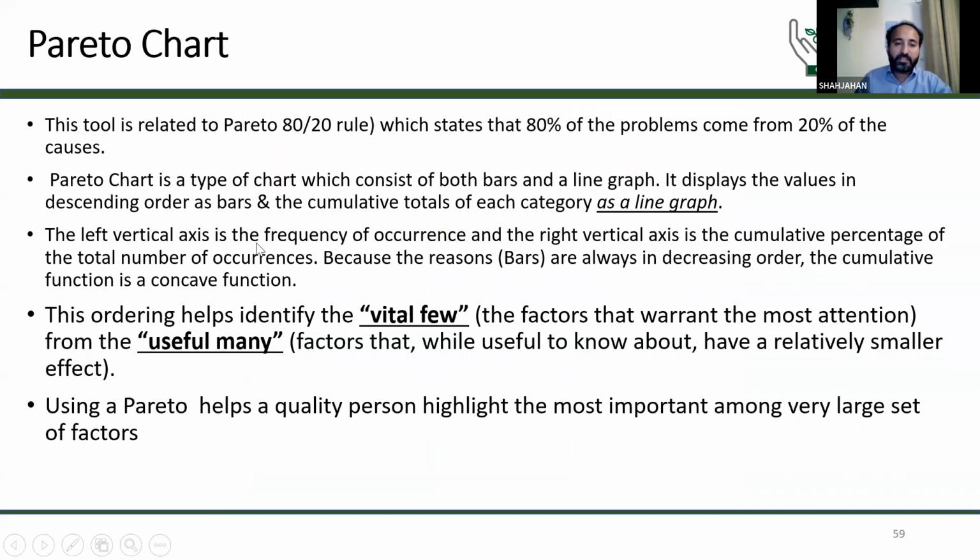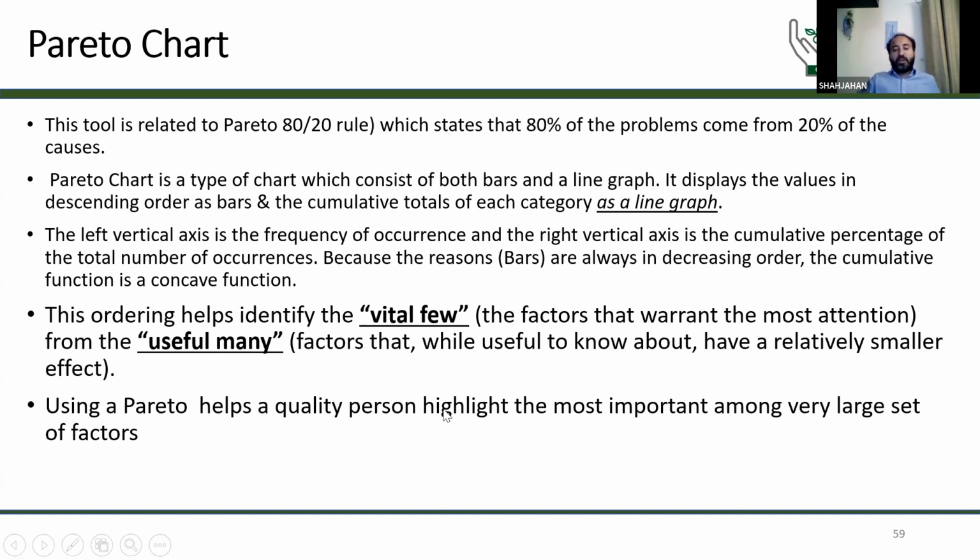The left vertical axis is the frequency of occurrence, and the right vertical axis is the cumulative percentage of the total number of occurrences. Because the bars are always in decreasing order, the cumulative function is a concave function. This order helps to identify the vital few, the factors that need the most attention. The vital few are the ones making the 80% problem, as opposed to the useful many, factors that, while useful to know about, have a relatively smaller effect. So this terminology, vital few and useful many, is also very important.